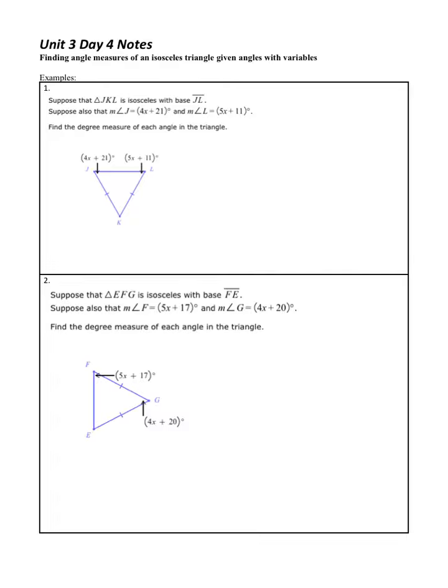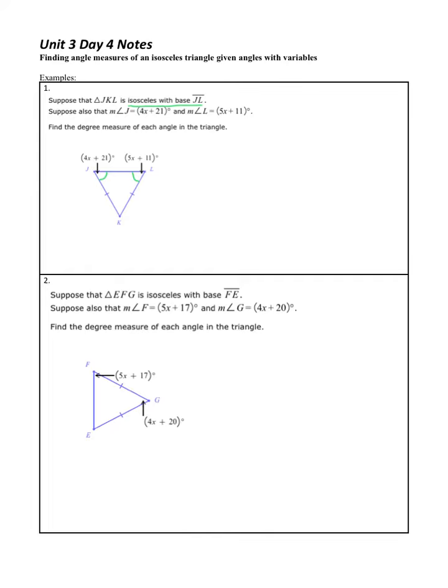Now we're going to do everybody's favorite. We're adding algebra. Yay! To this. So read the directions and mark up your pictures. JKL is isosceles, and the base is JL. What that means is angle J and angle L are congruent, because those are the base angles.